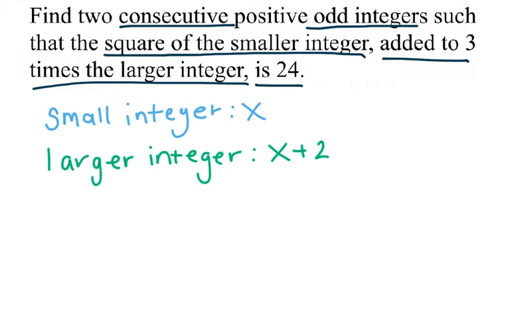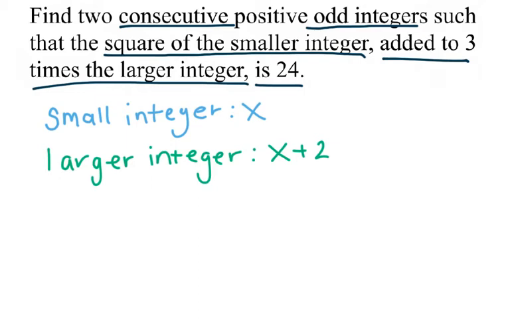Okay, so here's what I want you to think about. If I say that my small integer is x, the only way I could get to the next consecutive odd integer would be to add 2. Like for instance, if I said 1 is my first integer, the next consecutive odd integer would be 3. The only way to get from 1 to 3 is to add 2. Okay, so hopefully that makes sense. Now I'm going to have to use the fact that the square of the smaller integer added to 3 times the larger is 24.